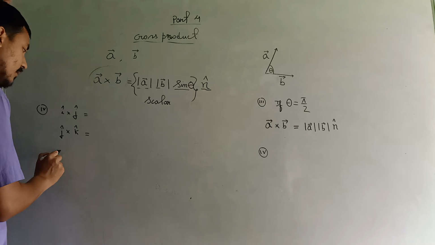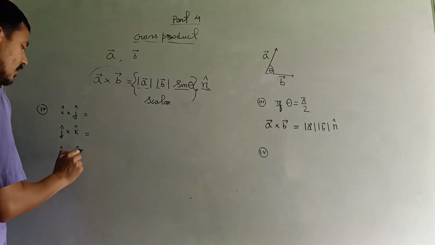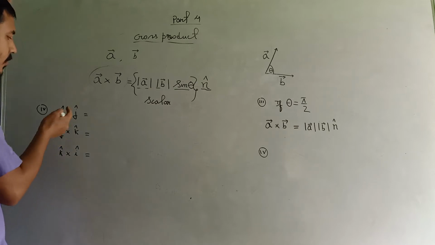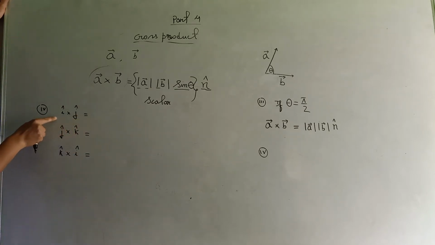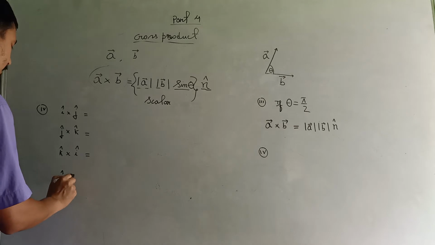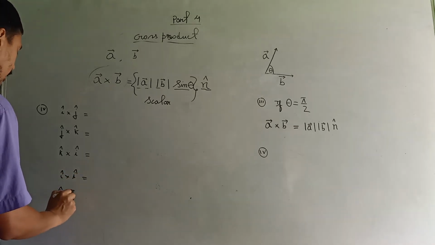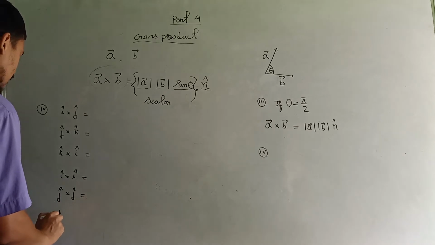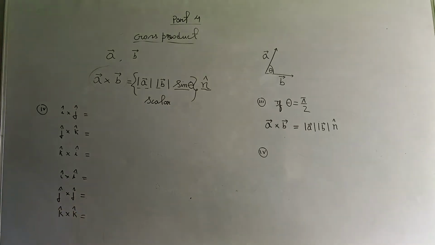and then k cross i. And we can check its reverse also. We can check what is j cross i, we can check what is k cross j, we can check what is i cross k. We also need to see what is i cross i, what is j cross j, and what is k cross k. What will be i cross i?